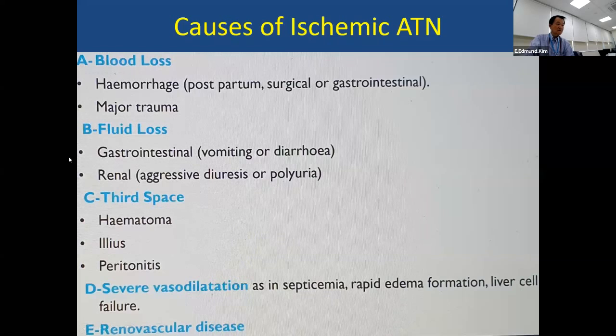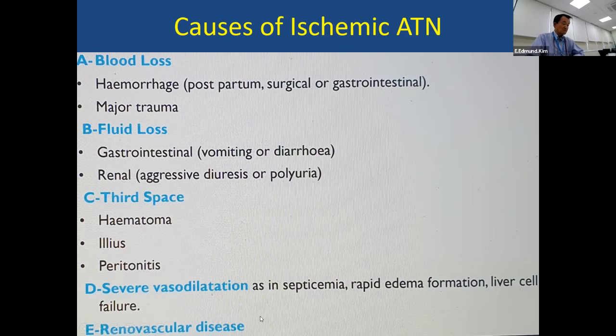I mentioned already briefly, right after transplant, there is what's called ischemic ATN. It's sort of a shock state. Any shock state is hypoxia, and the small vessels become shrunken or spastic, and then there is acute tubular necrosis. In that, maybe blood loss, fluid loss, some hematoma, some vasodilatation, and renal vascular disease.